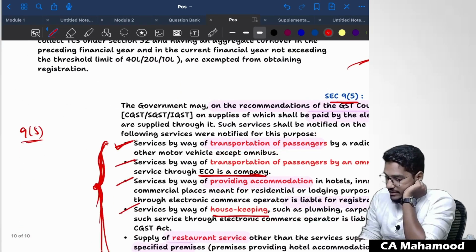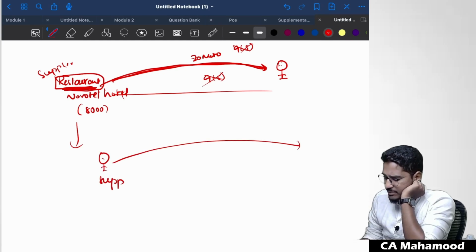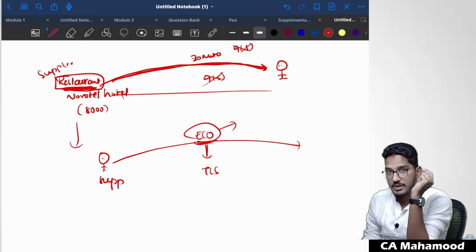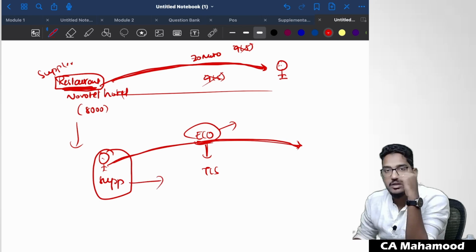Which means, take for example, I am a supplier, I am supplying some goods. I am supplying the goods through an e-commerce operator, and this e-commerce operator is collecting TCS from me. So now this e-commerce operator is required to get mandatorily registered. They told that since I am a supplier making supply through that e-commerce operator who is collecting TCS, even I am also required to get registered.